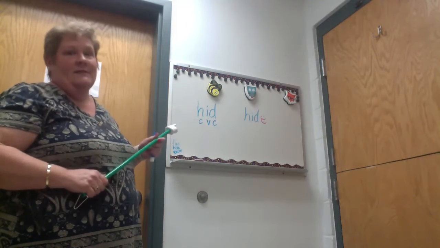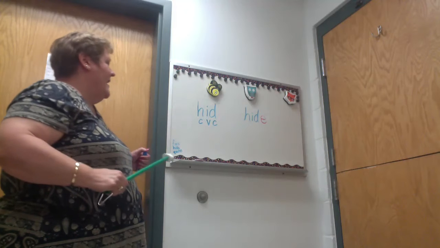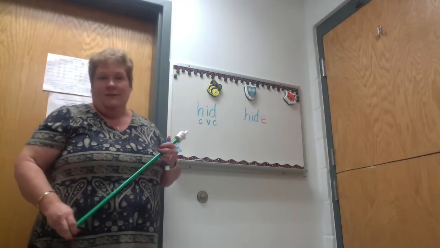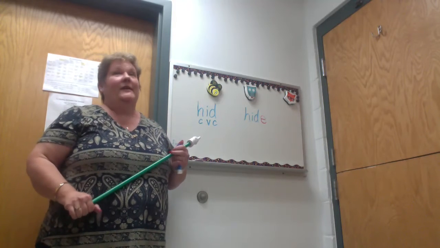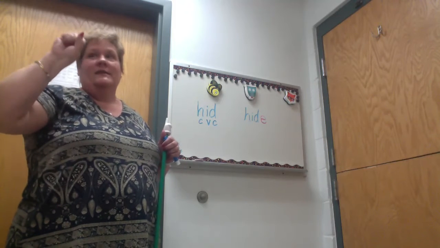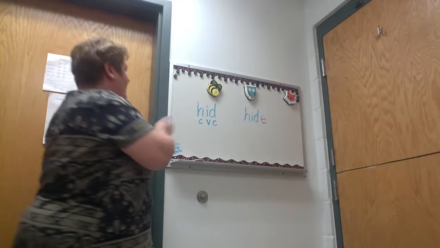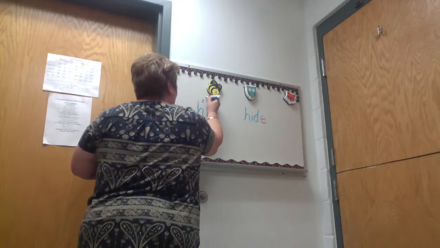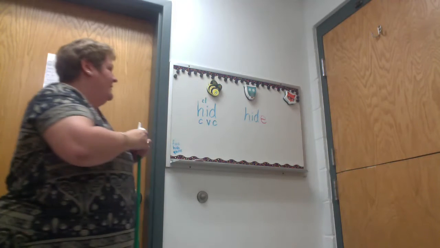And so we have a short vowel word. We have a consonant, vowel, consonant word. And we know that it is what syllable type? Good, that's right. It is a closed syllable word. So we're going to put CL above it for closed syllable.